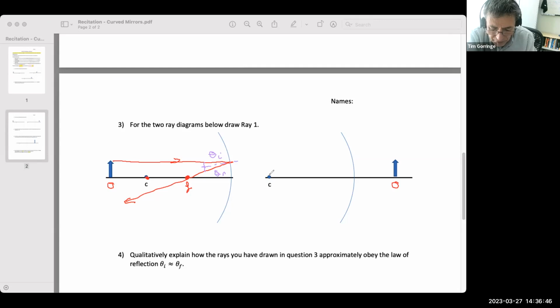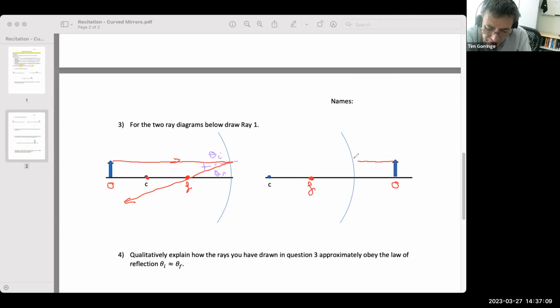So a convex mirror has a radius of curvature behind the mirror, which would have a negative value, and its focal point or focal length is half the distance to the radius of curvature. That's also behind the mirror. That's located about here. So now let's draw the corresponding ray for this arrangement.